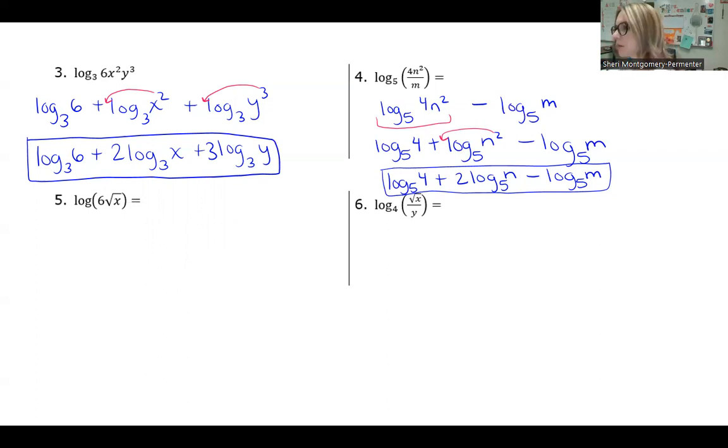You can distribute it into both of them, the top and the bottom. So it'll be in front of both of the logs.